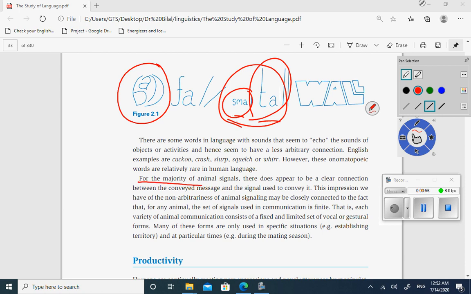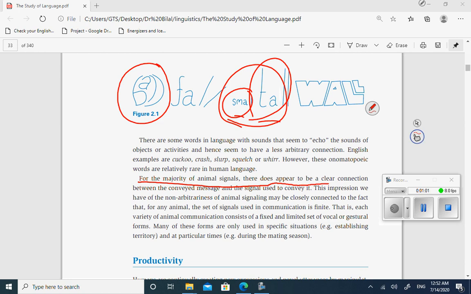For the majority of animal signals, there does appear to be a clear connection between the conveyed message and the signal used to convey it. Okay, so there is a direct relation between the message itself and the signal, which means that the relation is not arbitrary for animal communication, while it is arbitrary for human language.